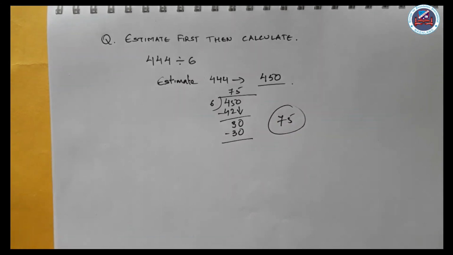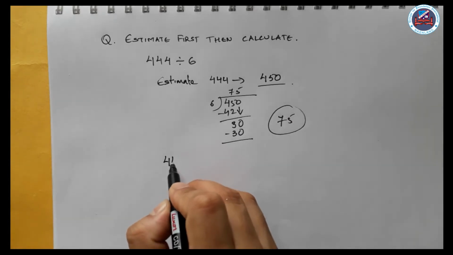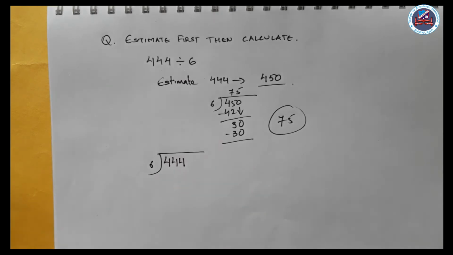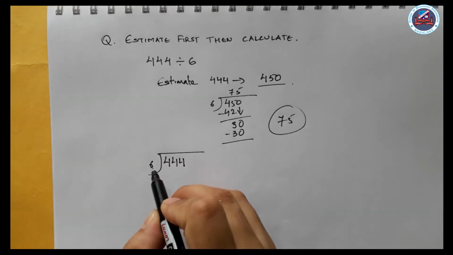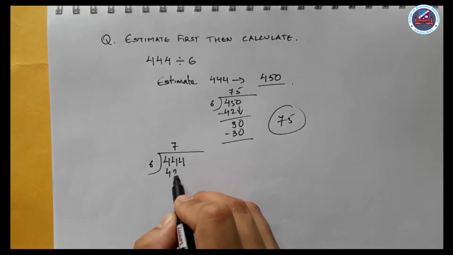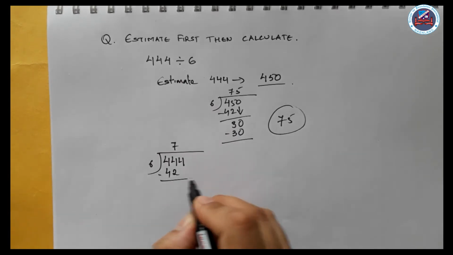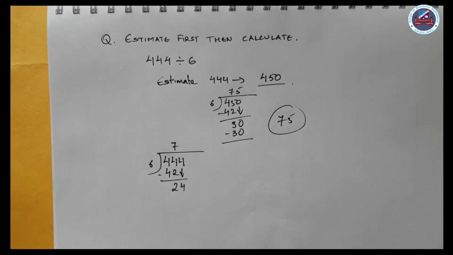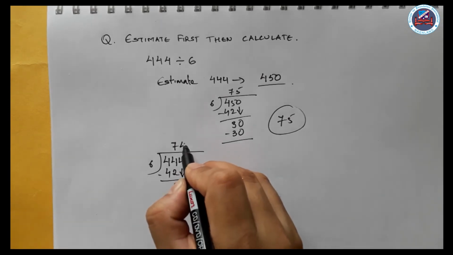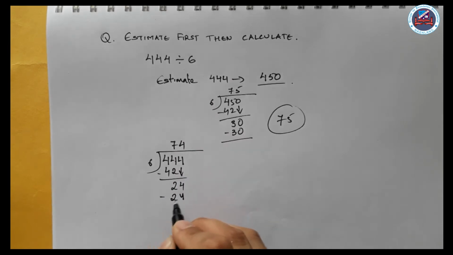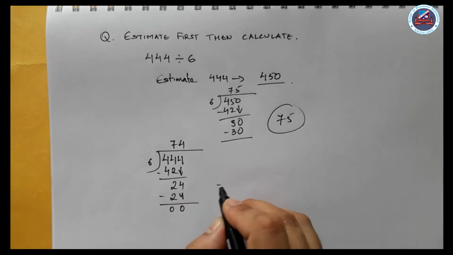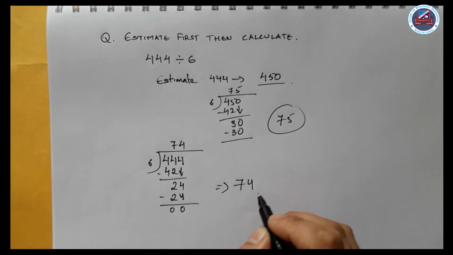Now let us calculate this. 444 divided by 6. Now we know that 6 into 7 is 42. When you subtract 42 from 44 you get 2. Now you bring this 4 down. Now 6 into 4 is 24. When you subtract this you will not get any remainder. So the answer which we are getting here is 74.